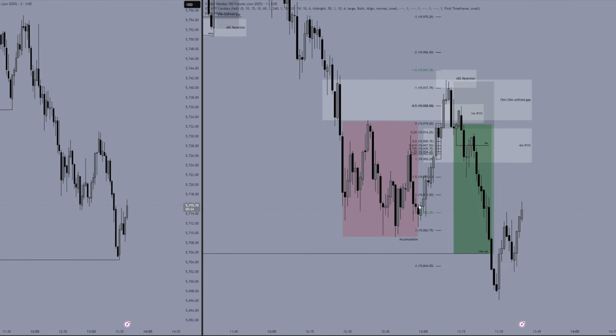So in this case right here, I use PO3 with a continuation. So I had my main draw right here being this 15-minute OB. So we have this accumulation zone. During this move down, we open a 15-minute and a 30-minute gap.